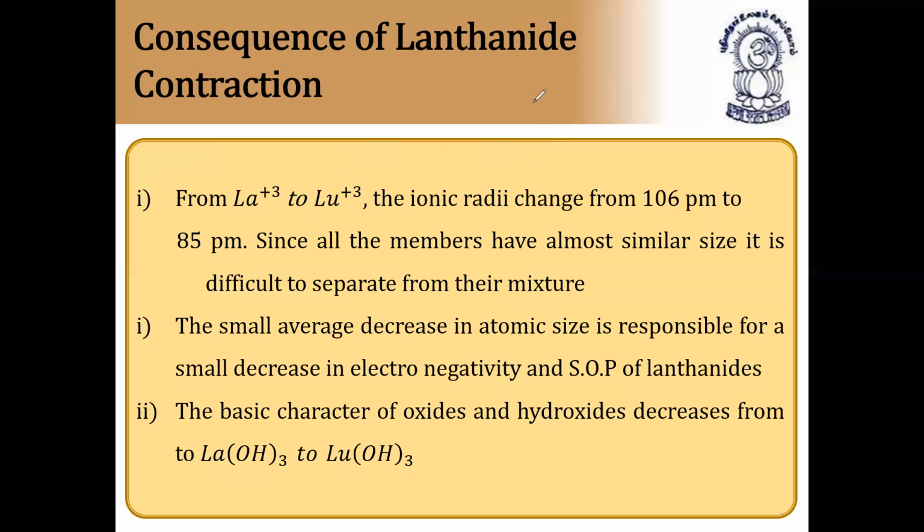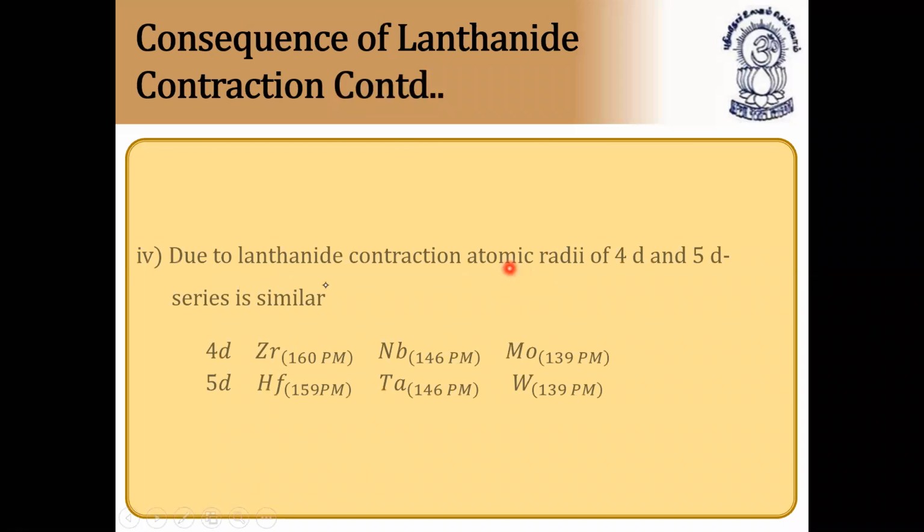Next continuation. Definitely you'll get a question based on lanthanide contraction. Due to lanthanide contraction, the atomic radii of 4d and 5d series are similar. So what are the elements of 4d? Zirconium and hafnium have similar size. Niobium and tantalum have similar size. Molybdenum and tungsten have similar size because of lanthanide contraction.